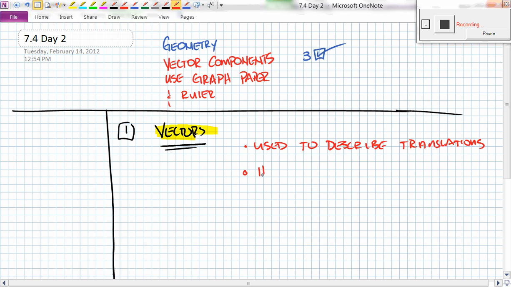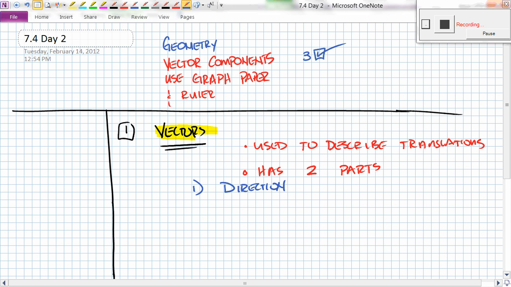And a vector has two parts. Here are the two parts that we have to be aware of. Number one, it has a direction. So you have to know which way you're going to move something in the plane, and one of the parts of the vector will tell you that.